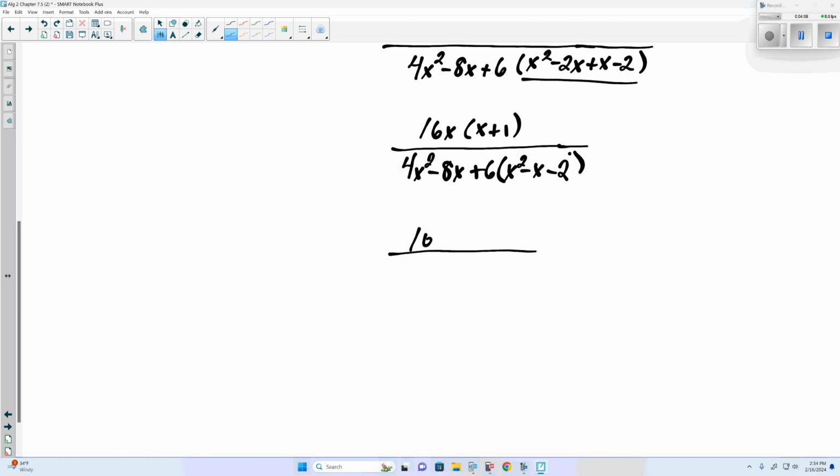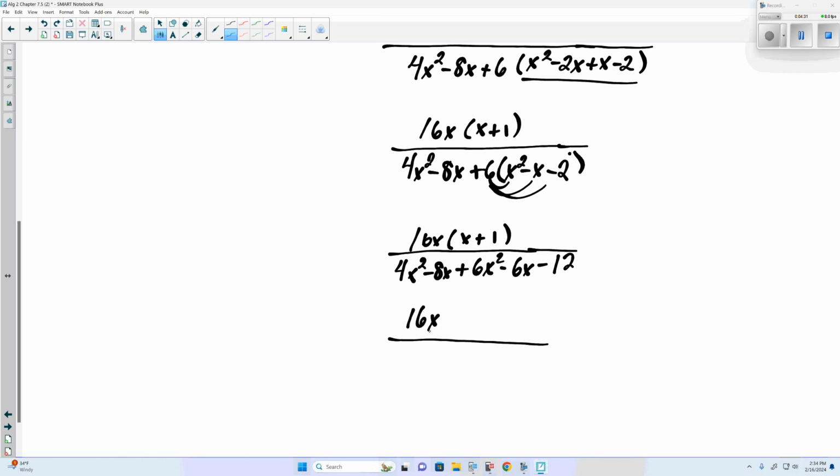Now at this point here, we still need to multiply out or distribute the 6. 6 times x squared would be 6x squared. 6 times negative x would be negative 6x. And 6 times negative 2 is negative 12. Now at this point here, we can combine like terms. Our 4x squared and 6x squared would give us 10x squared minus 14x minus 12.